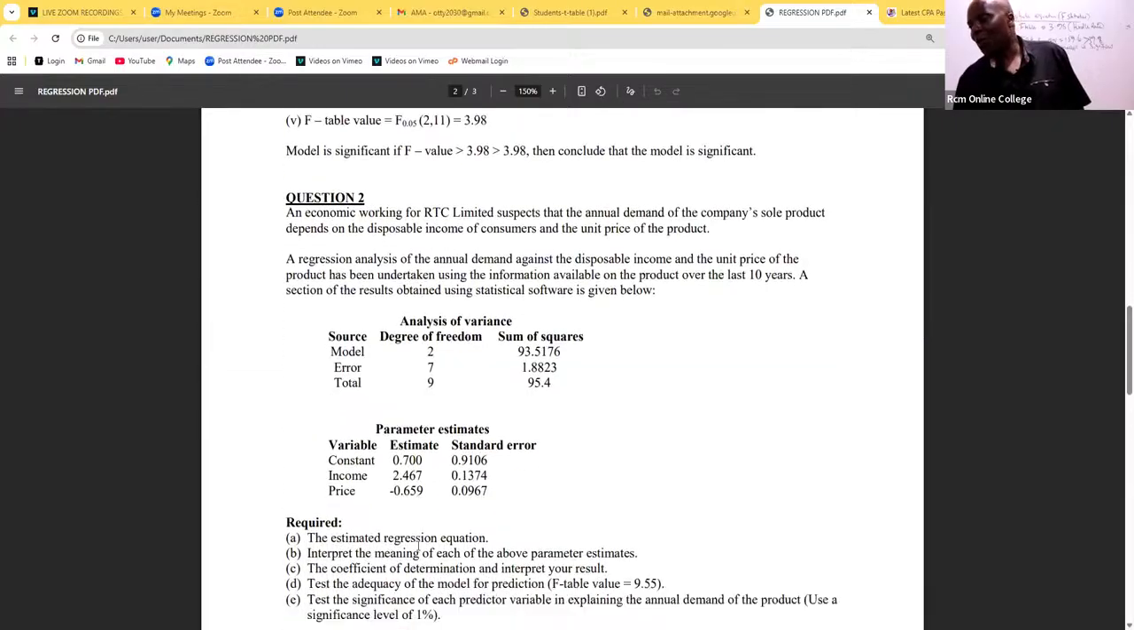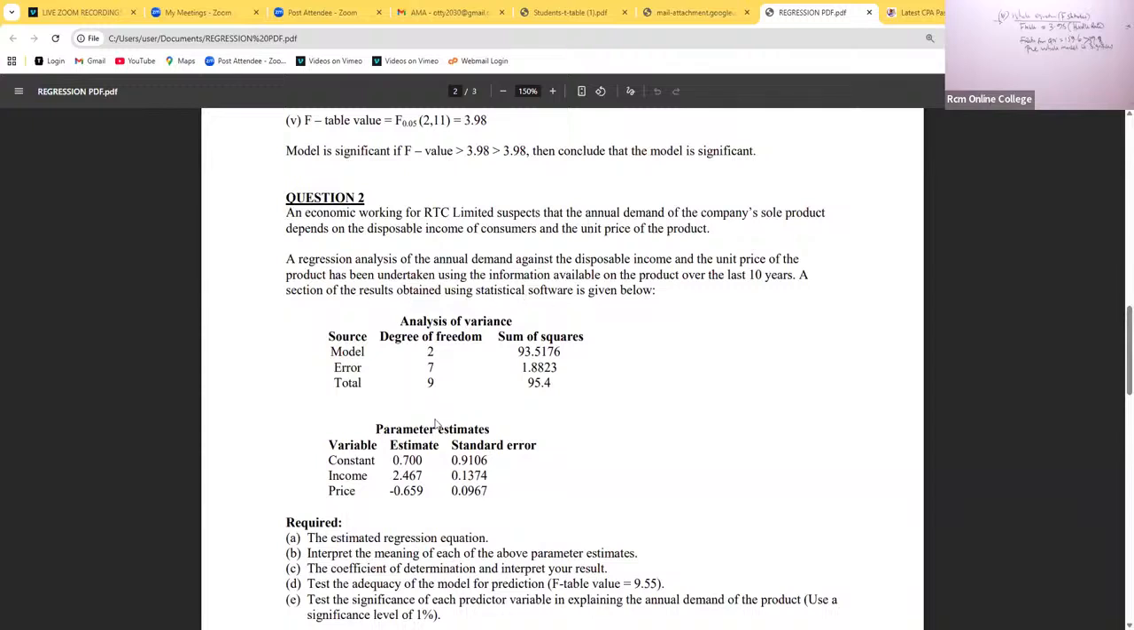Allow us to look at question number 2 before you go to your past paper. We are doing it together, and we mark here live. An economist working for RTC Limited suspects that the annual demand of the company's sole product depends on the disposable income of consumers and the unit price of the product. A regression analysis of the annual demand against the disposable income and the unit price has been undertaken using the information available on the product over the last 10 years. A section of the results obtained using statistical software is given below.